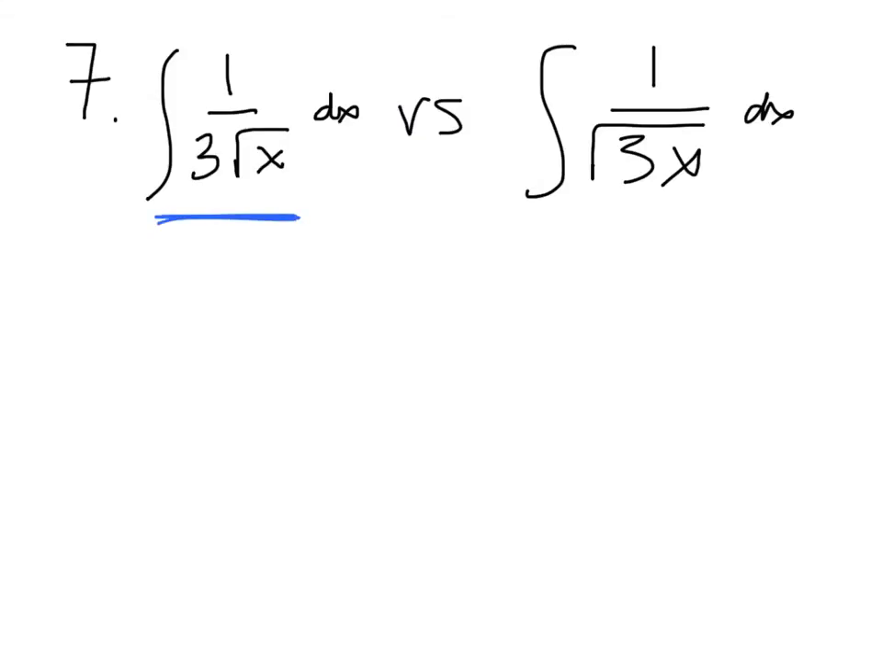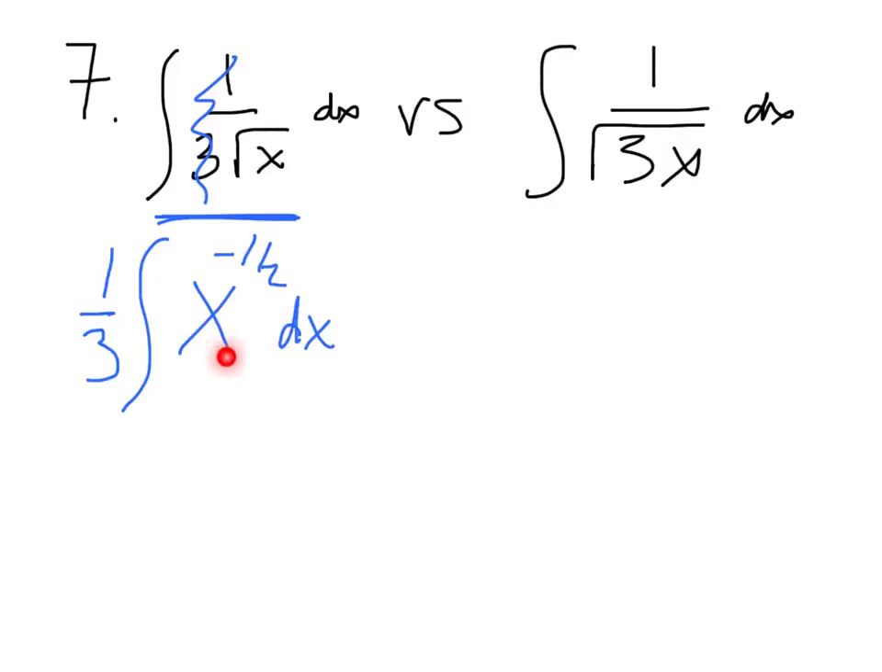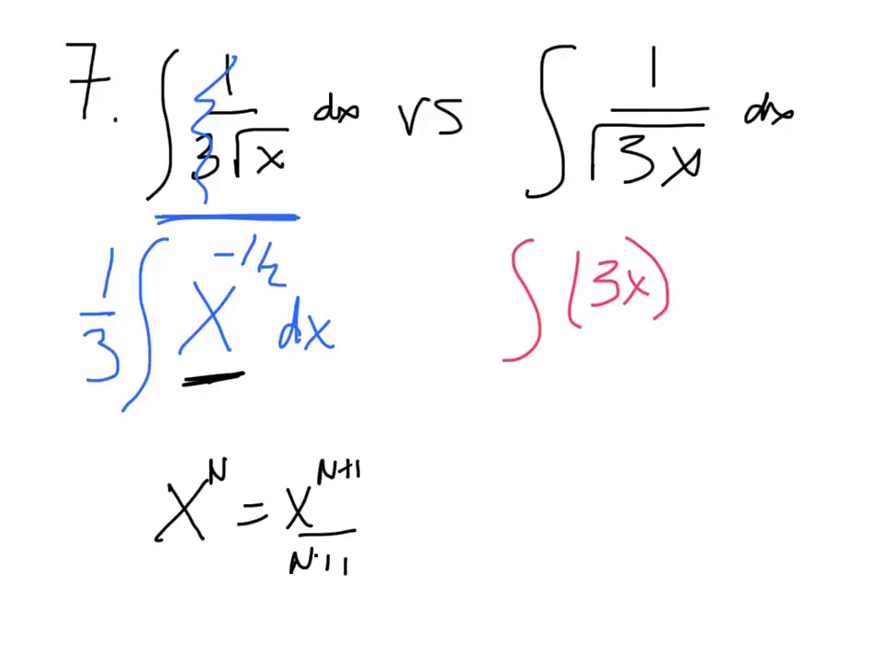I don't think so. I think I can rewrite this as 1/3, okay, integral x to the negative 1/2. And the rule says as long as you have one variable to a power, you can integrate. Okay, so again, I just want to stress, it's x to the n. I can integrate that as x to the n plus 1 over n plus 1, but I can only have one variable there. Watch the second one. If I were to try to rewrite this, I would get 3x to the negative 1/2 dx.